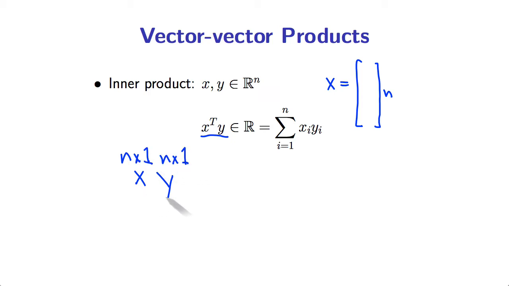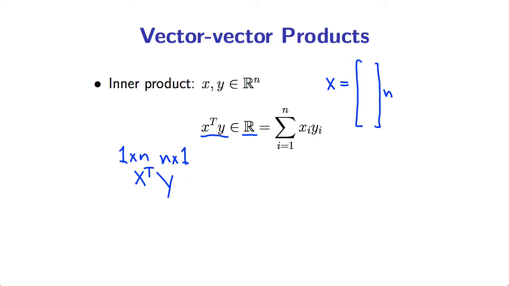So we couldn't just write the product x times y here, right? That would not be a valid product. What we can do, however, is transpose x. And in that case, x transpose is now a 1 by n vector times an n by 1 vector. So what we get in the end will be a 1 by 1 vector, which is just, of course, a scalar value. So the inner product, x transpose times y, is just going to be a single scalar value.